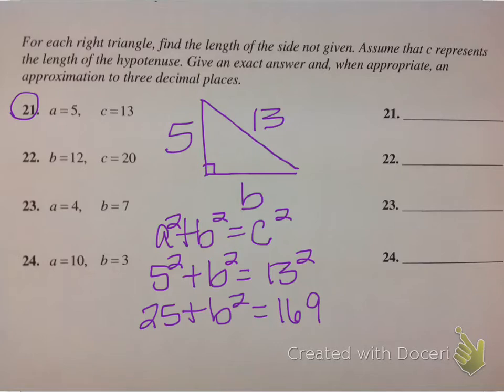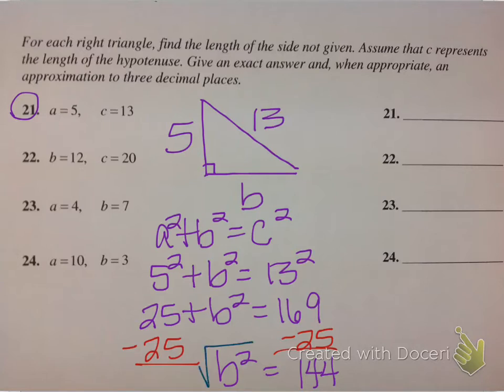And now I have to start solving. So I have to subtract 25 from both sides. That's going to leave me with b squared equals 144. So now I have to take the square root of both sides. Square root of b squared is b, and the square root of 144 is 12. So it looks like 12 is my missing side. So 5 and 12 are my legs, and 13 is my hypotenuse.